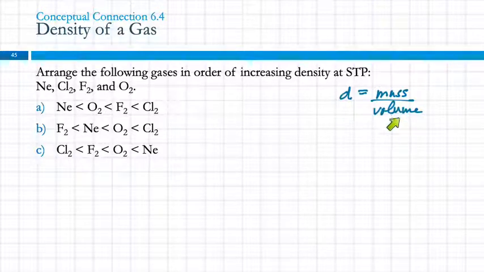So if they all have the same volume, which one's going to have the highest density? The one with the highest or lowest mass? The highest density, the highest mass. The lowest density, the lowest mass? Yeah? So which one of these weighs the most?